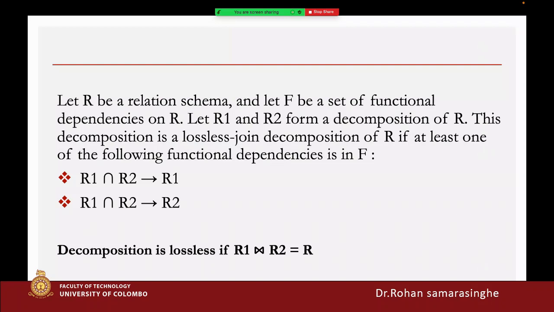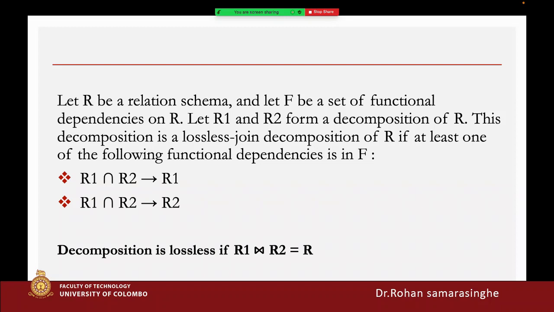I will explain using this. Let R be the relation schema, something like the staff or the department or patient or any other from our example. And let F be the set of functional dependencies on R. Then let R1 and R2 form the decomposition of R. From the relation R, the table, you are going to decompose into 2, that is R1 and R2.